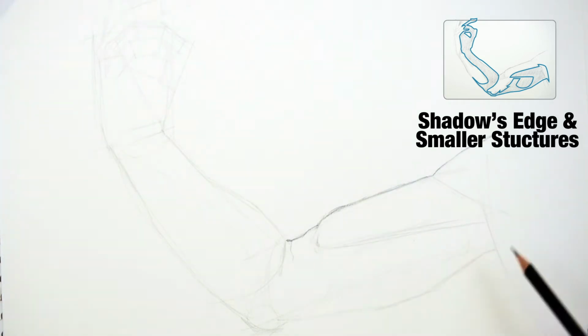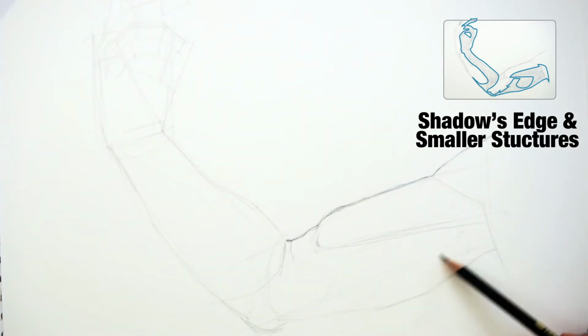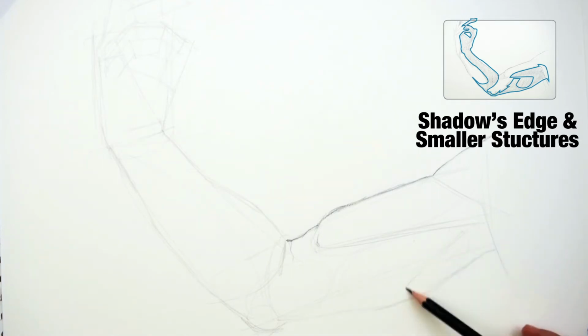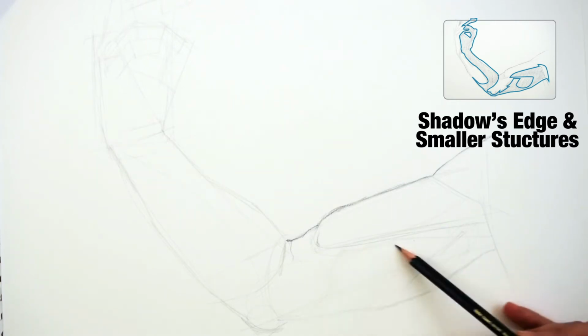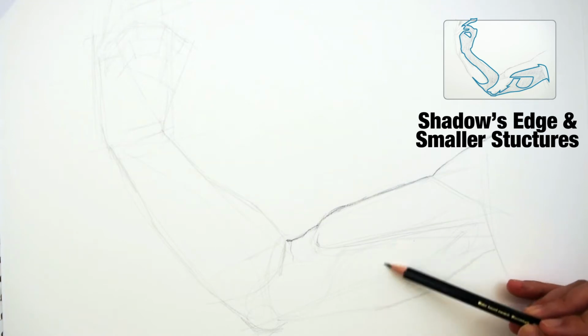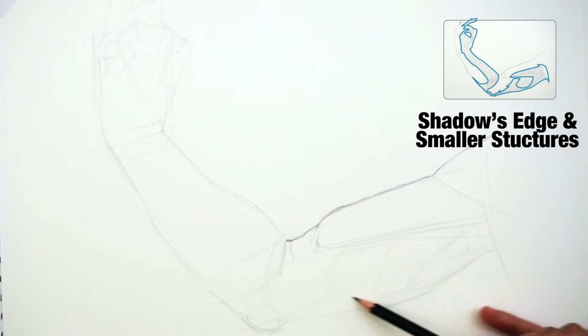First, I'm mapping a boundary line establishing the edge between the light side and shadow side of the arm. And second, I'm drawing the smaller elements of the anatomical structures based off the light patterns that I see. Drawing a line to set up the edge between the light side and the shadow side will help guide us as we shade later on.